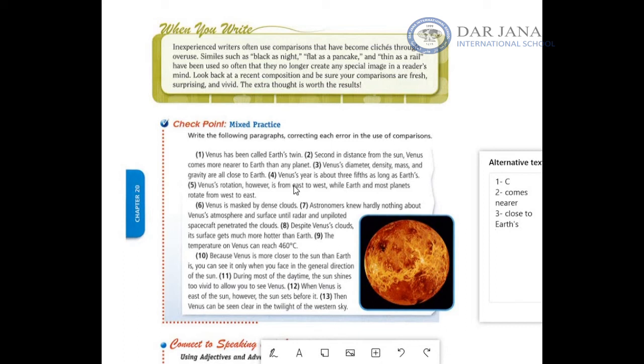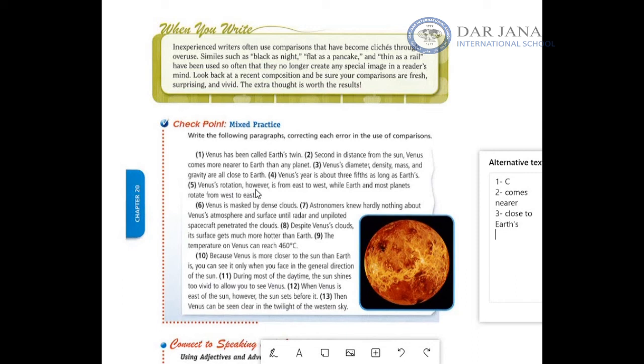Number 4. Venus's year is about 3/5 as long as Earth's. It is obvious that the sentence is correct, it doesn't have anything wrong.